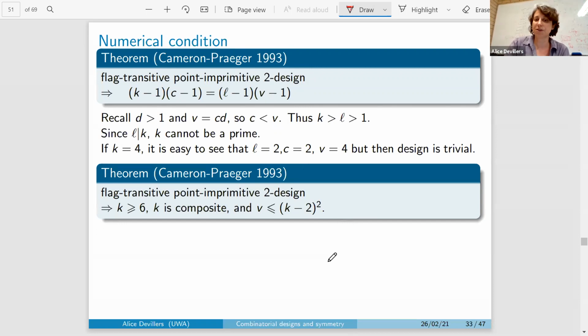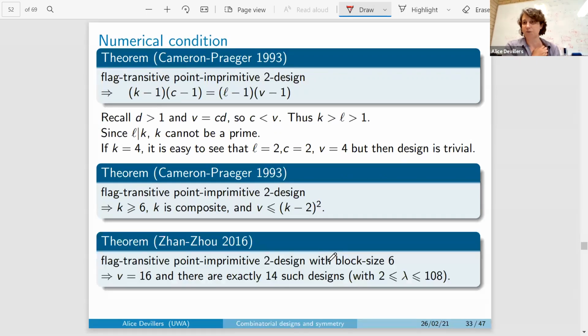Okay, so k equals 6 is the smallest possible block size, and this was studied by Zhang and Zhou in 2016. They classified all the block size 6 such designs, so flag-transitive, point imprimitive 2-designs. First, if you plug in k equals 6 in here, then L must be 2 or 3, and then it's just very elementary to get that v equals 16, and then they just use computers to narrow it down to exactly 14 designs.